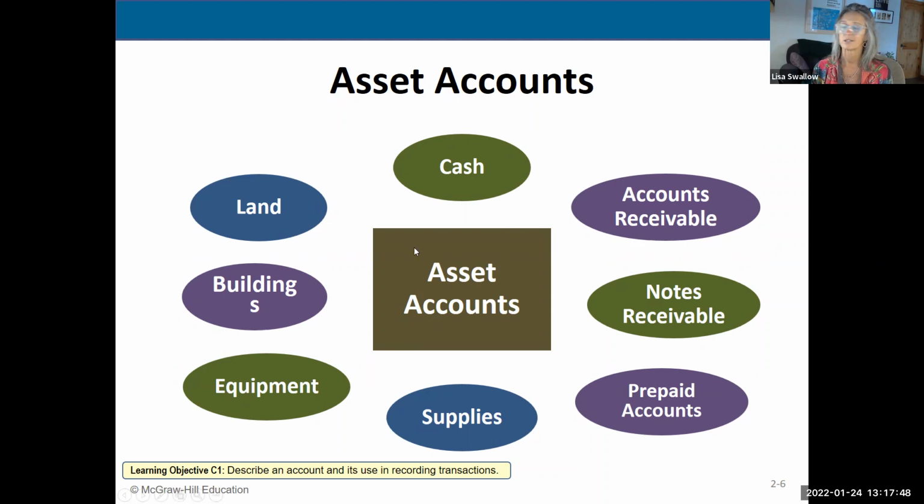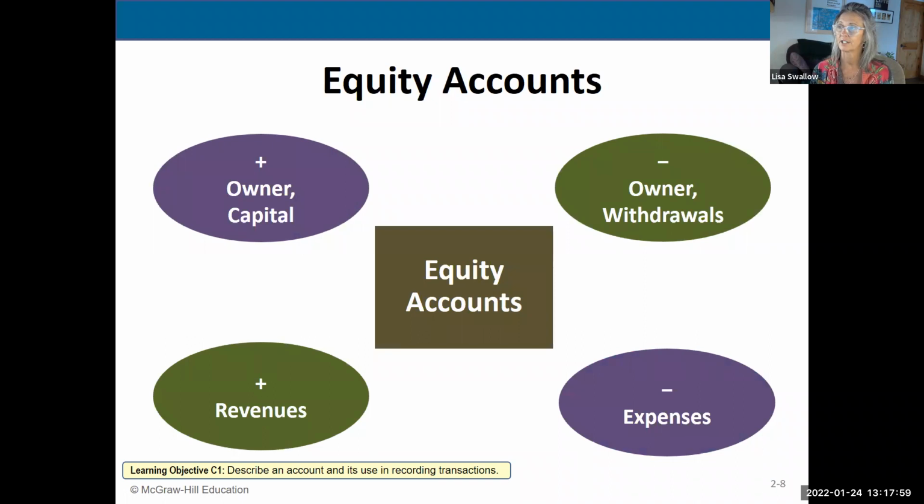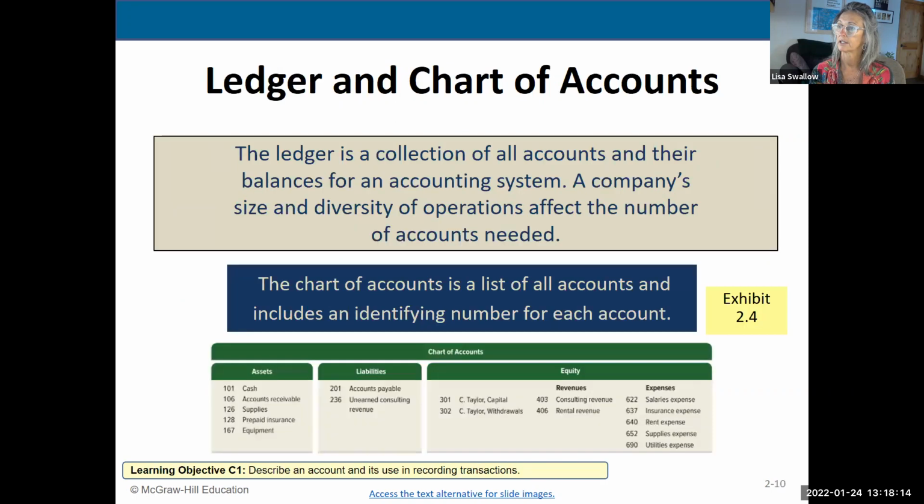And this is just another way of looking at all the different assets, the different types of liability. And let me just say, you absolutely need to learn these, and the different types of equity. And again, you've got the 2 things that increase equity and the 2 things that decrease equity. And this basically just goes over that again.